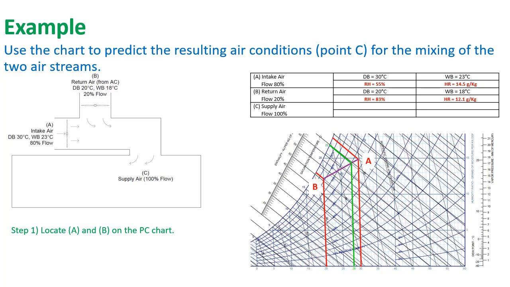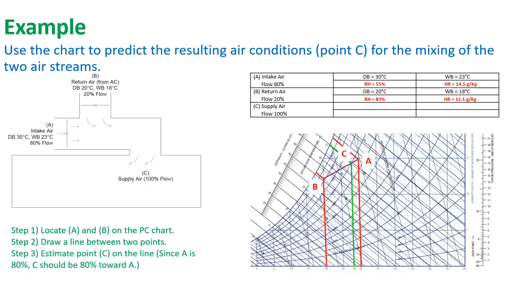That means that the conditions of the resulting stream, or point C, is closer to the point A by 80%. In fact, if we divide the AB line into 5 equal pieces, point C is 1 piece or 20% away from point A, and 4 pieces or 80% away from point B, so the approximate conditions of the resulting stream or point C can be located on the chart too with a very good estimate.